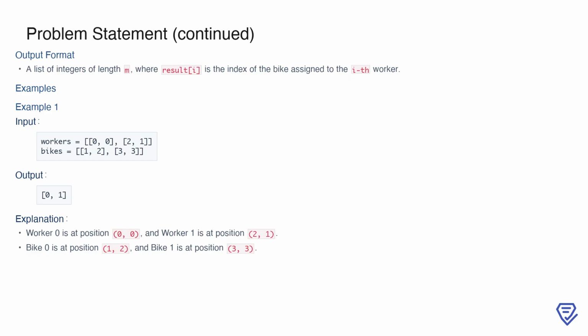Let's look at an example. Suppose workers is [0, 0], [2, 1], and bikes is [1, 2], [3, 3]. The output should be [0, 1]. Here's why: worker 0 is located at (0, 0), and worker 1 at (2, 1). Bike 0 is at (1, 2), and bike 1 at (3, 3). We need to determine the best assignments of bikes to workers while minimizing the total Manhattan distance.